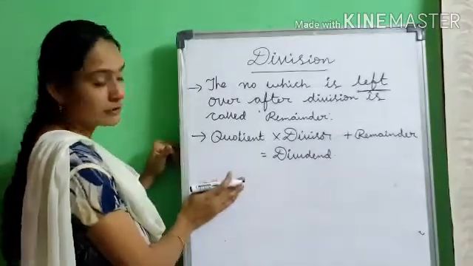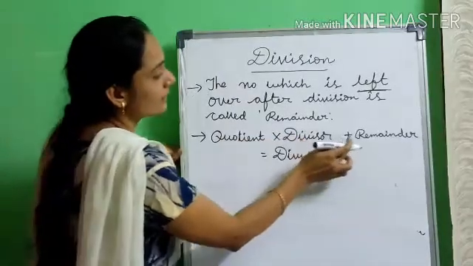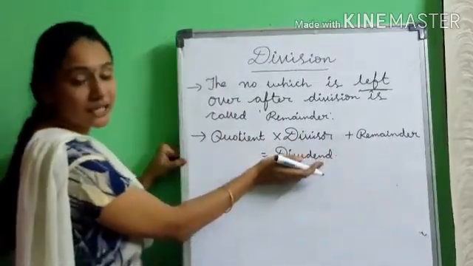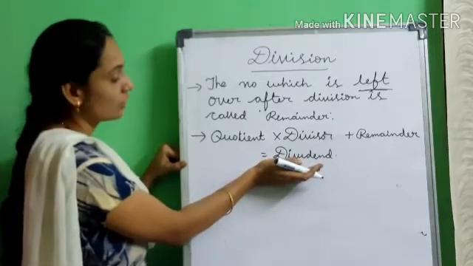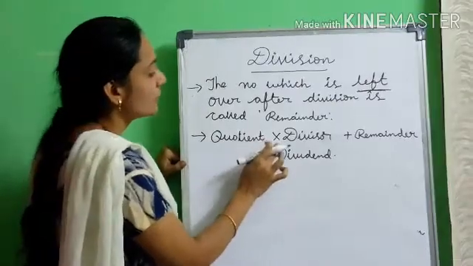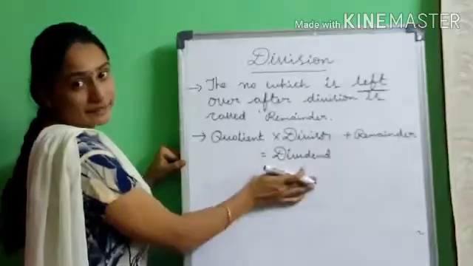And what is the formula used in division? Quotient into divisor plus remainder is equal to dividend. How to check the division? Is it correct or wrong? Use this formula to check the division: quotient into divisor plus remainder is equal to dividend.